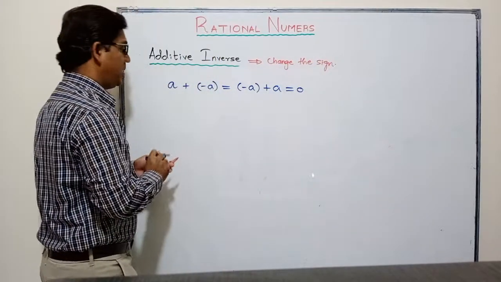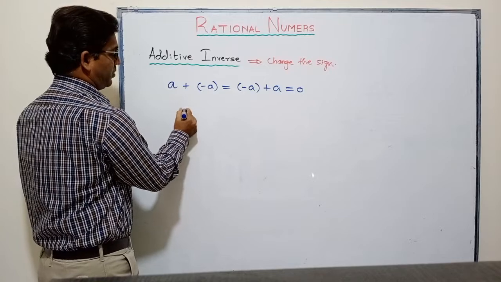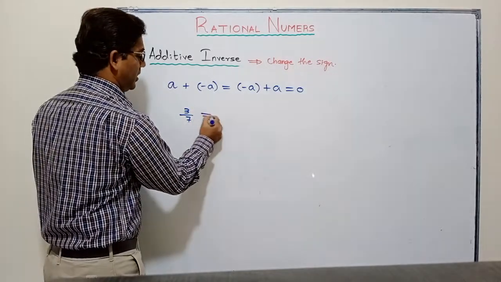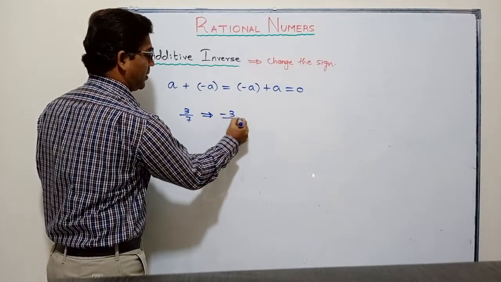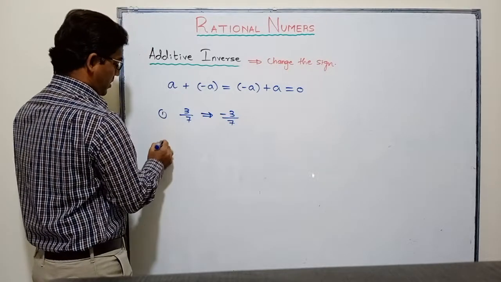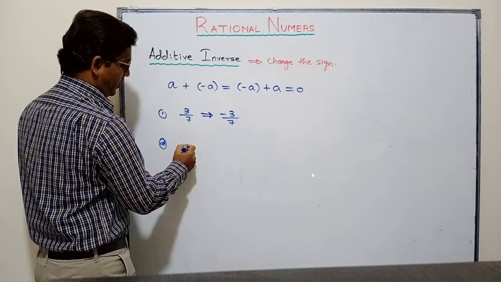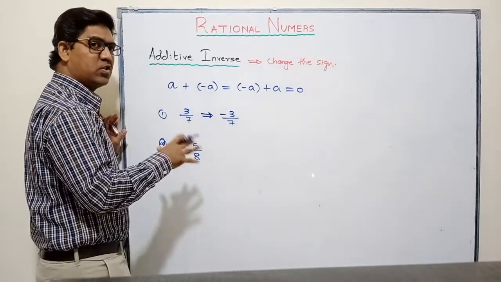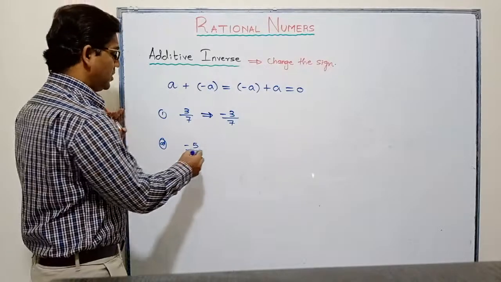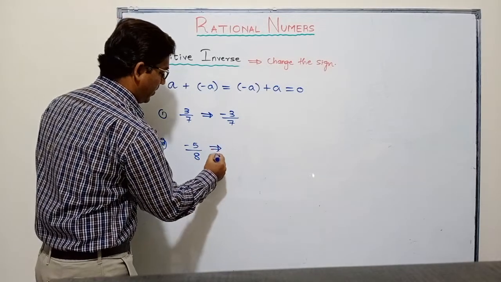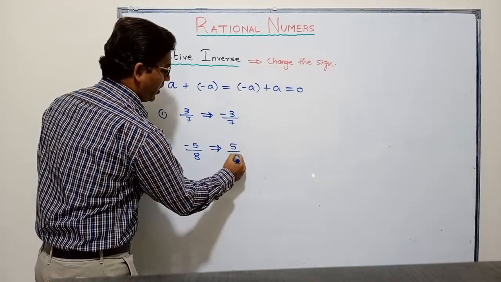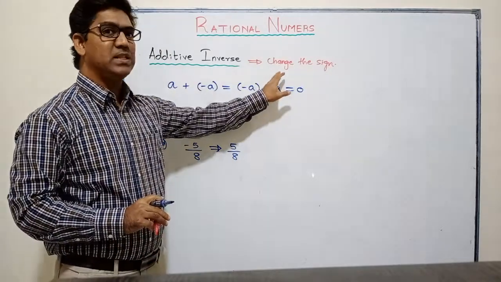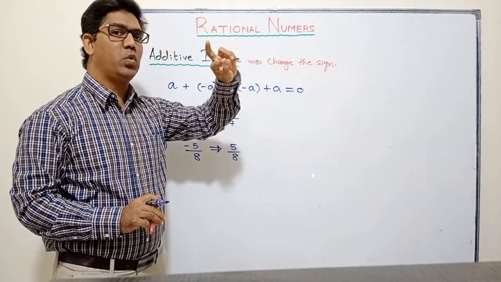For example, if I have 3 upon 7, the additive inverse of 3 upon 7 is minus 3 upon 7. I want to find the additive inverse of minus 5 upon 8. The additive inverse of minus 5 upon 8, just change the sign, so the additive inverse will be 5 over 8. So for additive inverse, you have to change the sign. For multiplicative inverse, you need to flip.